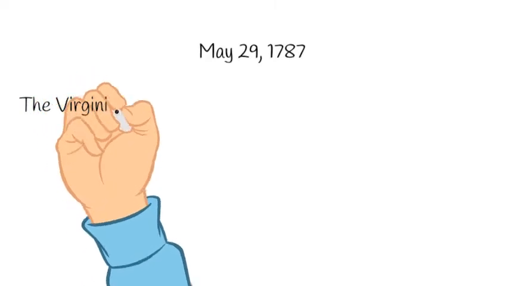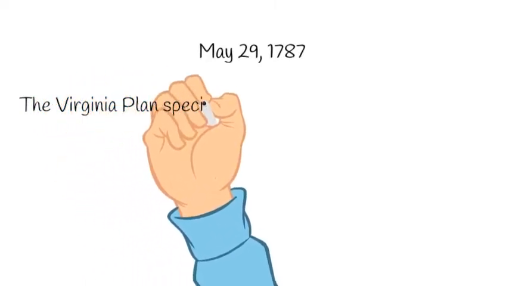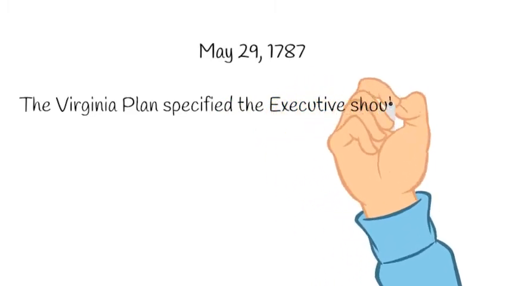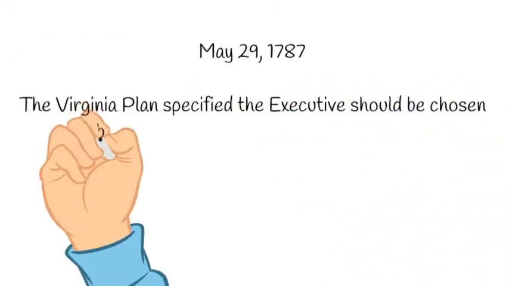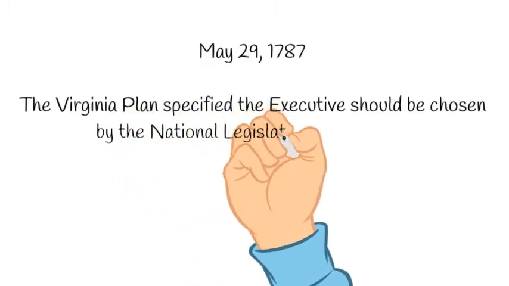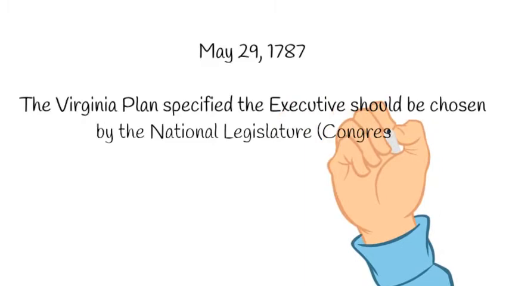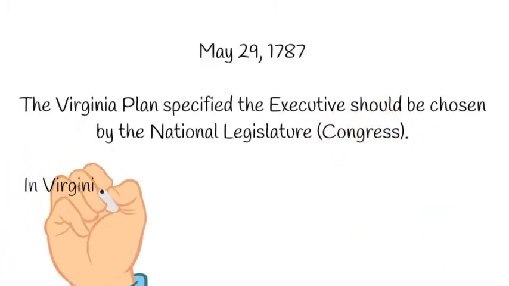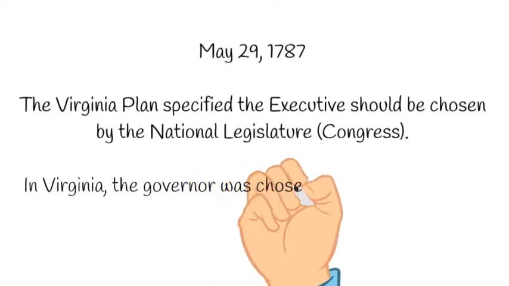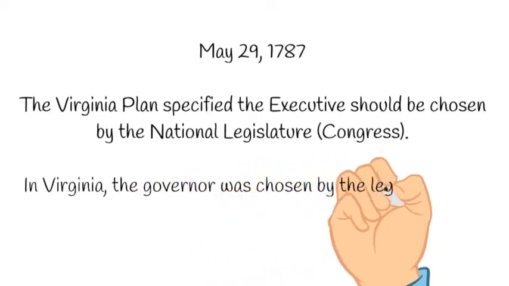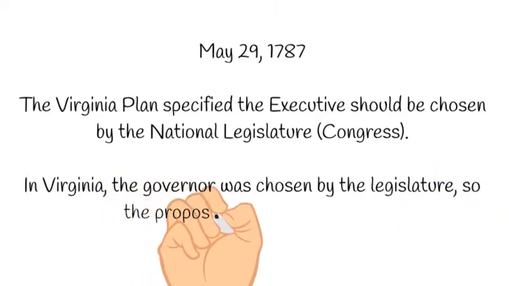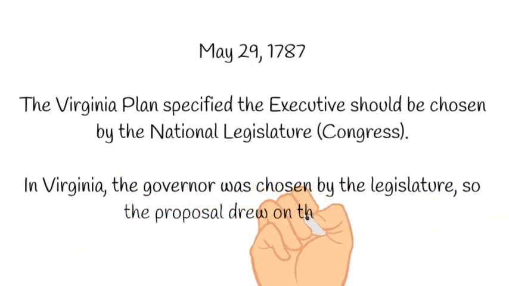Here are some highlights of the debates in the 1787 Constitutional Convention regarding how to elect the president. On May 29th, the delegates from Virginia presented a plan to transform the Articles of Confederation, which governed the states through the Revolutionary War. This proposal is now known as the Virginia Plan, and it specified the executive should be chosen by the national legislature or Congress. In Virginia, between 1776 and 1851, the governor was chosen by the legislature, so Virginia's proposal drew on this model.